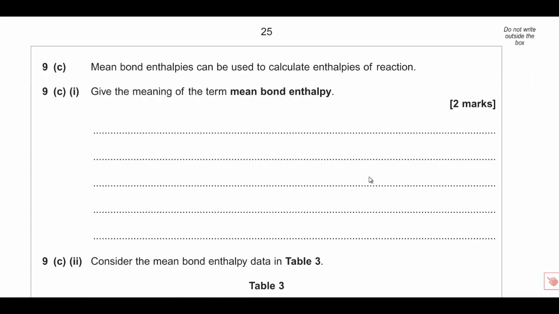Give the meaning of the term mean bond enthalpy. So mean bond enthalpy can be used to calculate enthalpies of reactions. So we can see where this question's going now. What is the meaning of this term?